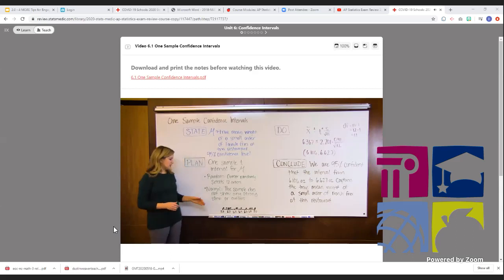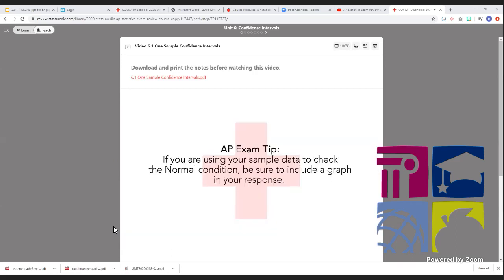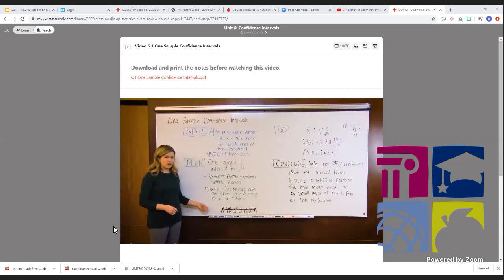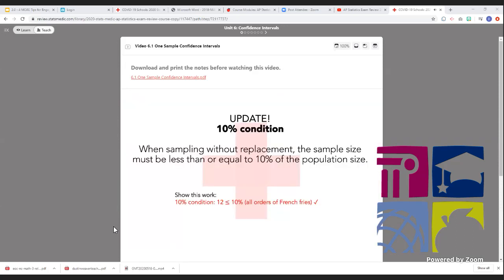An AP exam tip here is to make sure that you graph your data if it hasn't been given to you already in a graph. You can't just say the sample does not show any strong skew or outliers without actually showing a graph that verifies that.